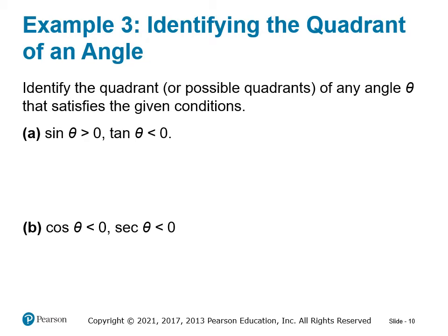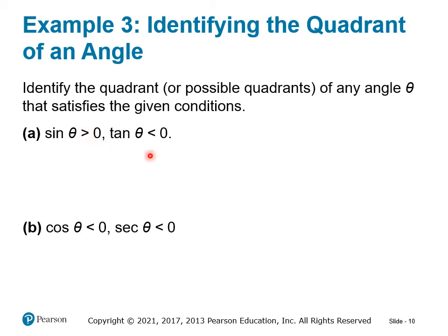Identify the quadrant or possible quadrants of any angle theta that satisfies the given condition. So notice here we have that sine is greater than 0. This is telling us that y has to be greater than 0. Remember that sine is related to y. So since y is positive, we're talking about either quadrant 1 or quadrant 2.